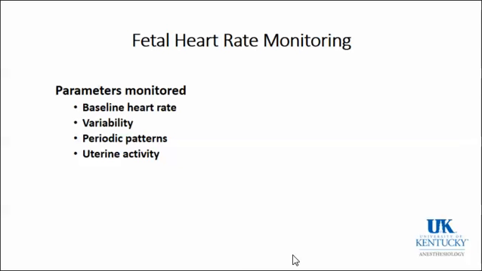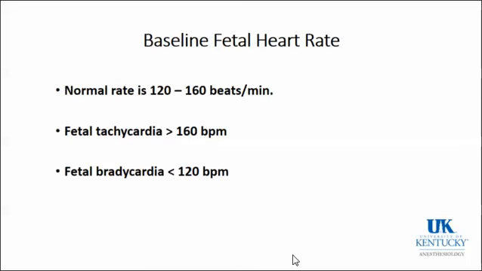So parameters monitored, it's sort of like an EKG. You need to be systematic. First you look at baseline fetal heart rate. Then you look at variability. Then you look at your periodic patterns, which is accels and decels. And then in combination with that, you look at how those periodic patterns are associated with uterine activity.